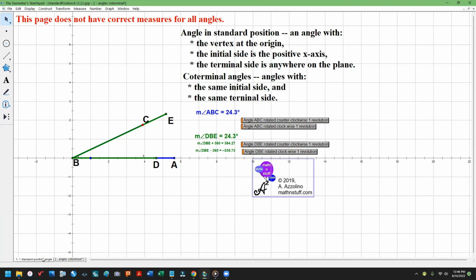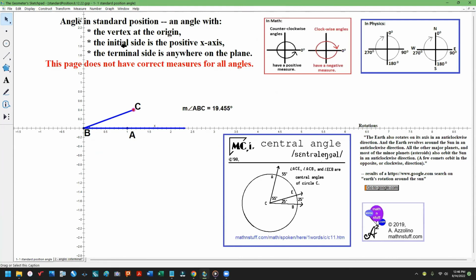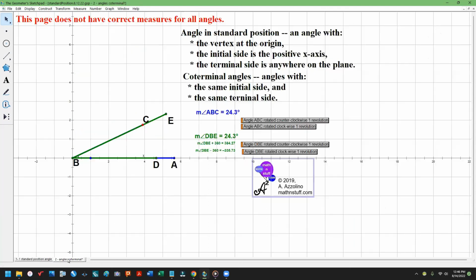So, angles in standard position have the vertex on the origin, the initial side always on the positive x-axis, and the terminal side anywhere on the plane. In math, counterclockwise is positive, clockwise is negative. In physics, there is no negative. It's relative to 0 being at the vertical or north, and east is 90, south is 180, and so on.